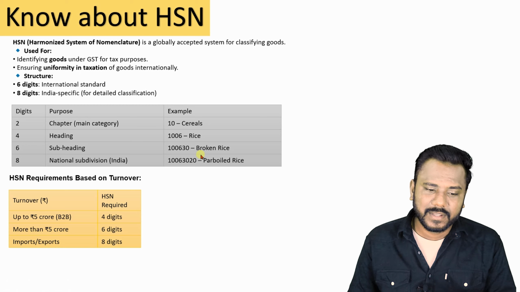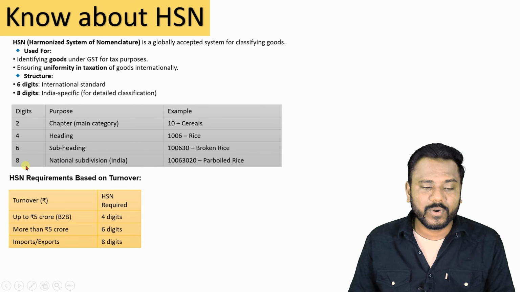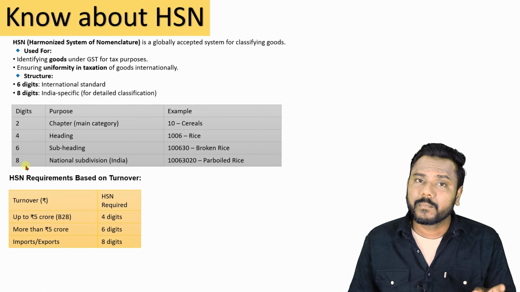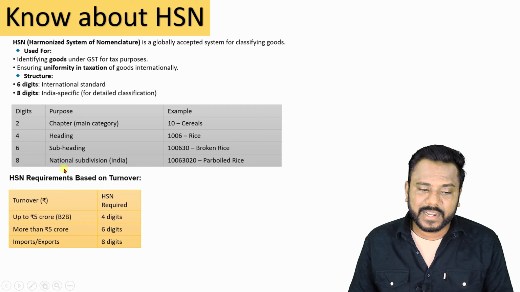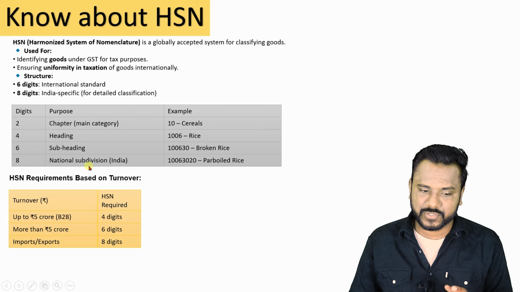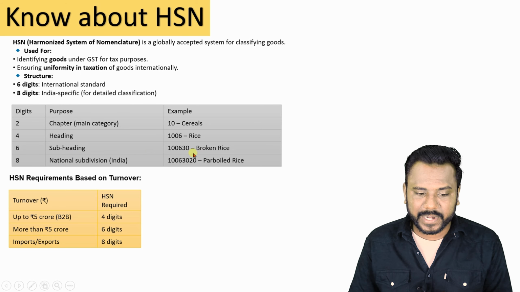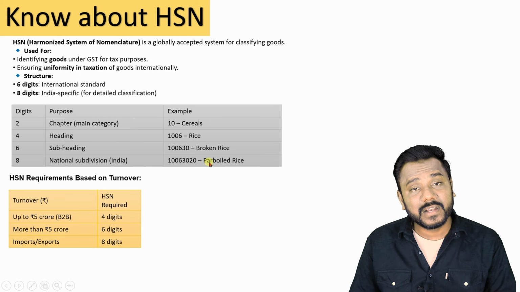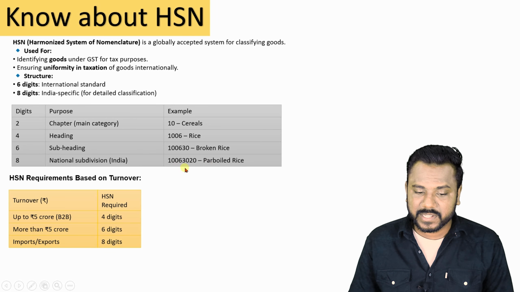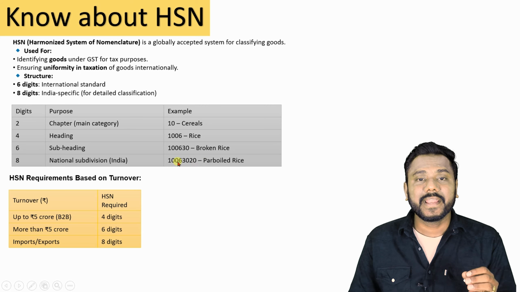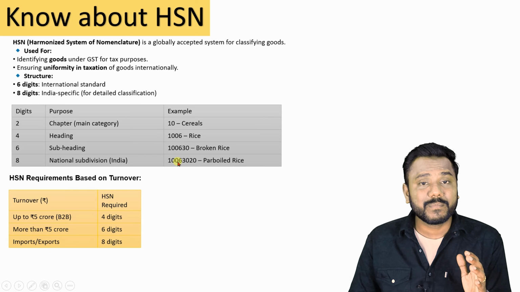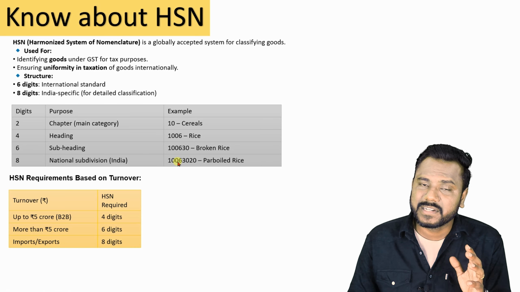So for that reason, the government added one more 2 digits for more detailing. This is for national subdivision. So the subheading is broken rice, and the subdivision is parboiled rice. So 1006320. I encourage every one of you, from day one, use 8 digits.